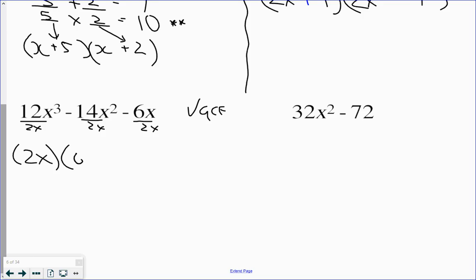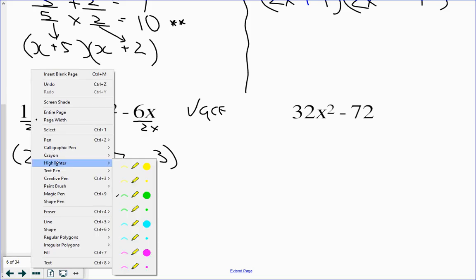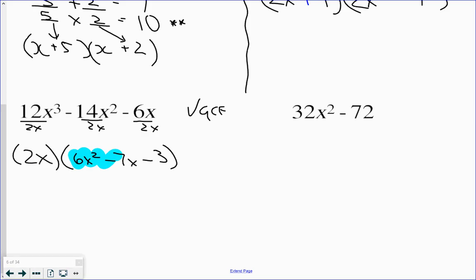So 6x squared, 7x, 3. Now, that will give you 1 mark, okay, for finding the GCF. However, you are not done. You now have to take a look at that second bracket. Does the second bracket look like a trinomial, or does it look like a difference of squares? Trinomial.